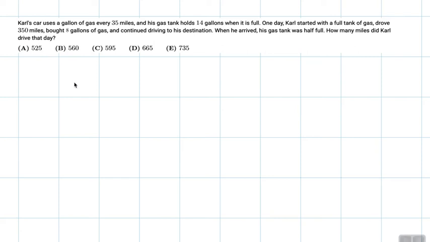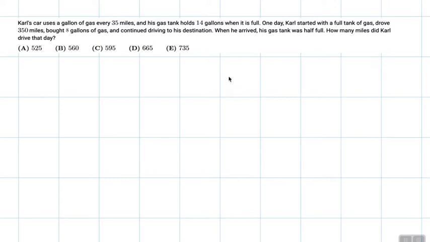Carl's car uses a gallon of gas every 35 miles, and his gas tank holds 14 gallons when it is full. One day, Carl started with a full tank of gas, drove 350 miles, bought 8 gallons of gas, and continued driving to his destination. When he arrived, his gas tank was half full. How many miles did Carl drive that day?